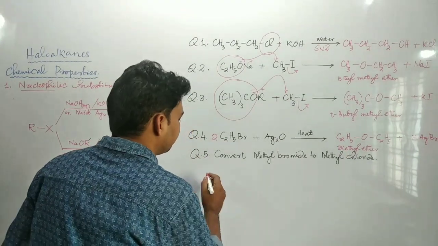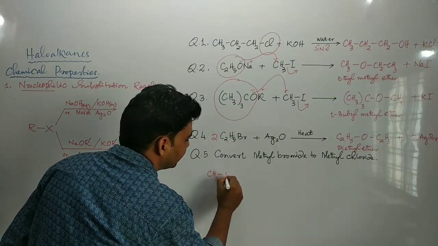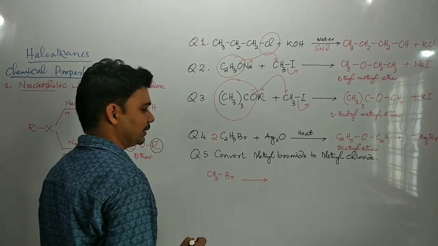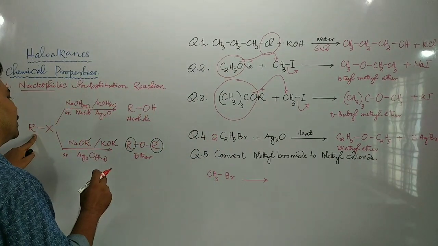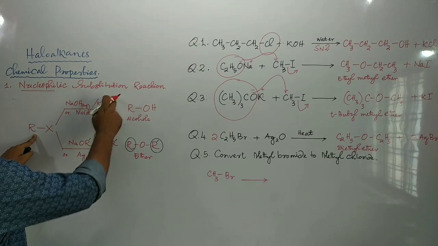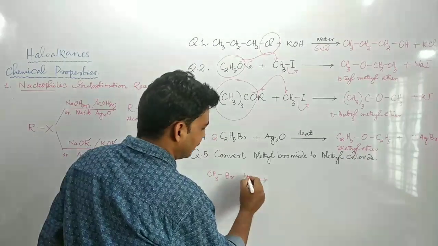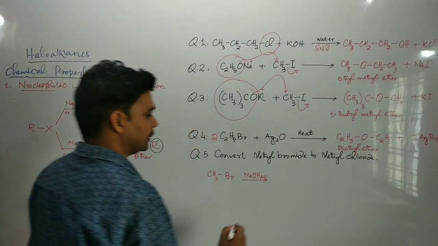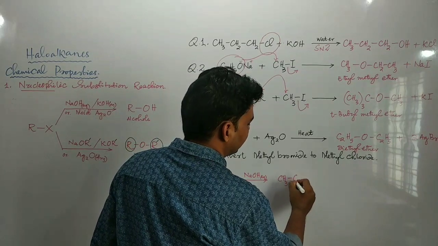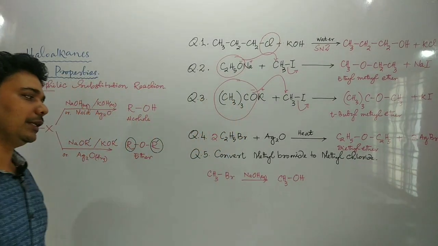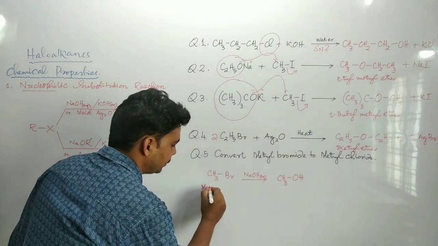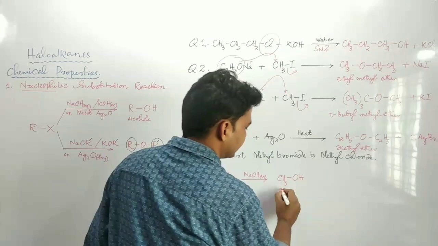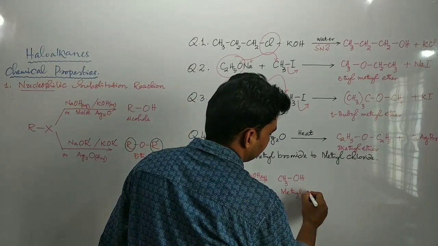In the first step, methyl bromide, which is given here, is to be converted into the corresponding alcohol first. So in order to convert alkyl halide into alcohol, we can use any of these reagents. Let me use aqueous sodium hydroxide. Then I could get CH3OH. This would be my product. Okay, methyl alcohol. This was methyl bromide, and this is methyl alcohol.